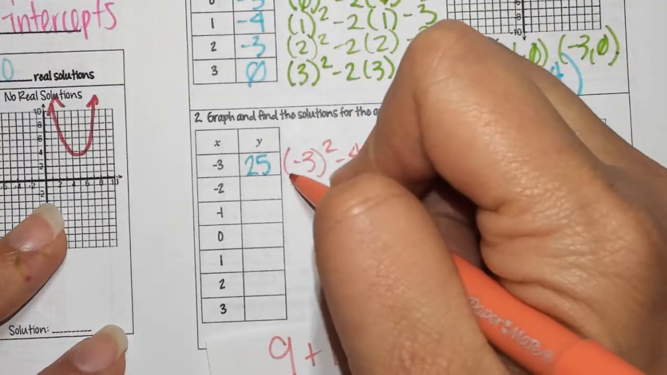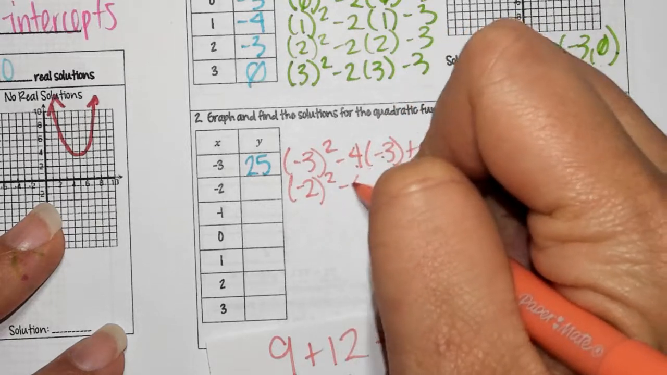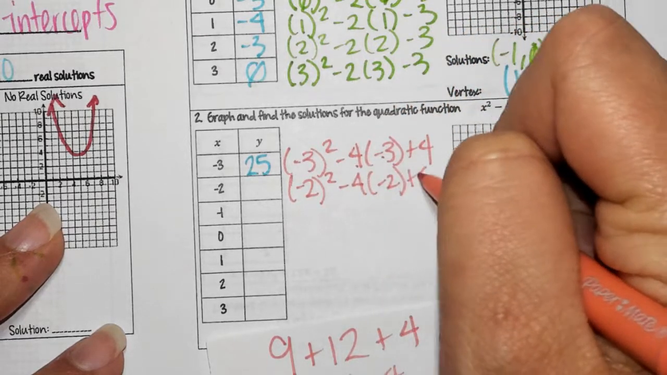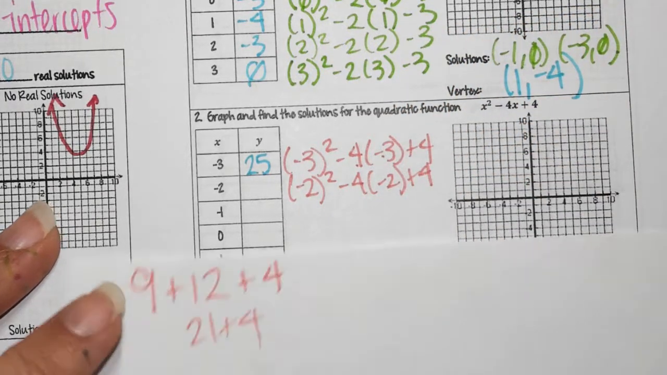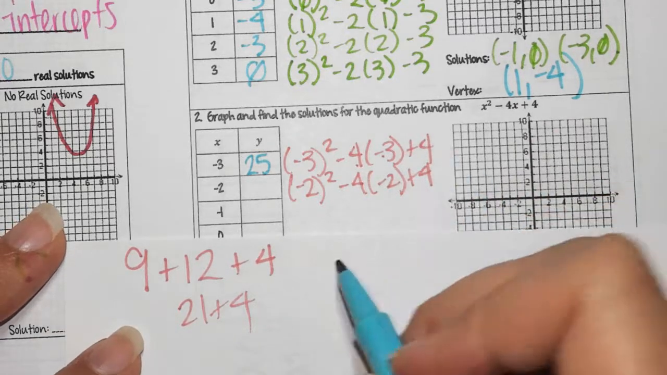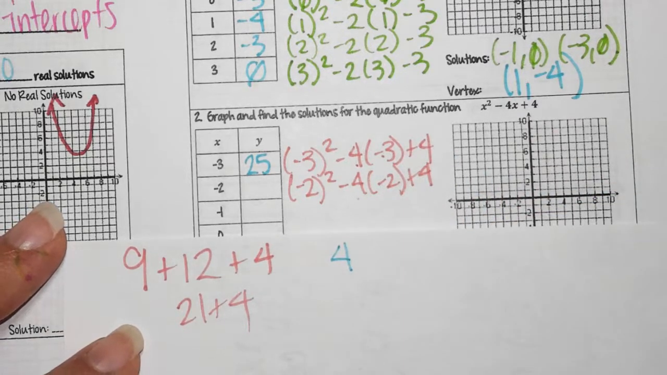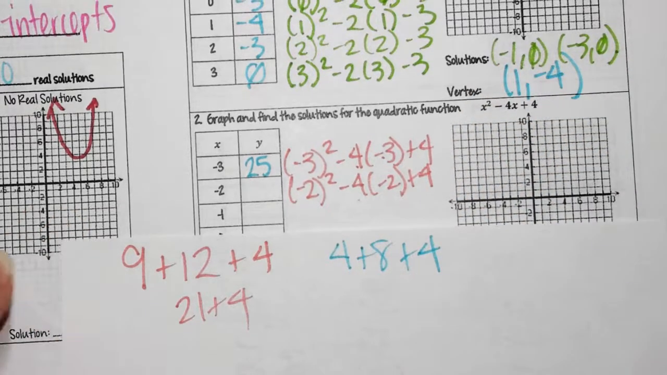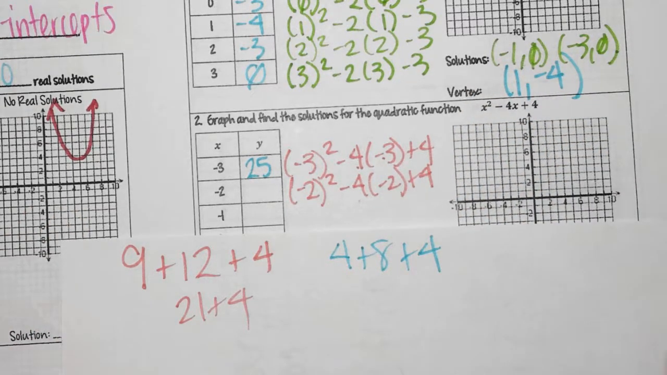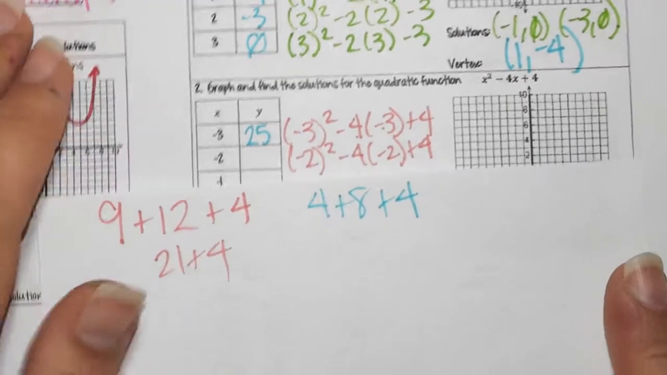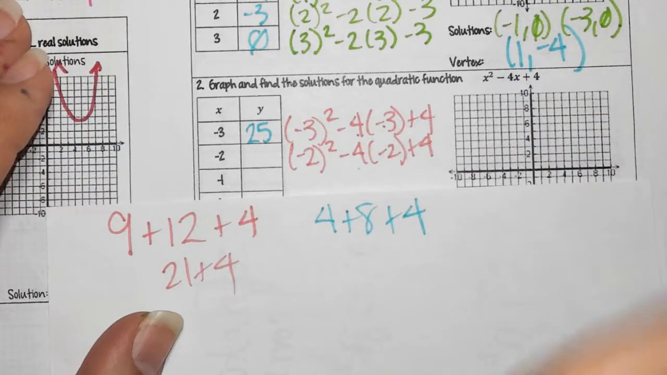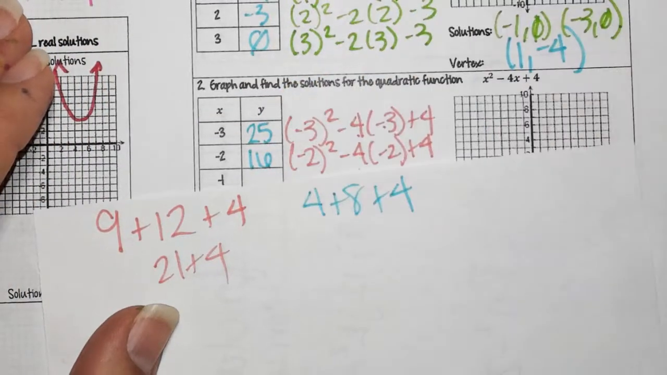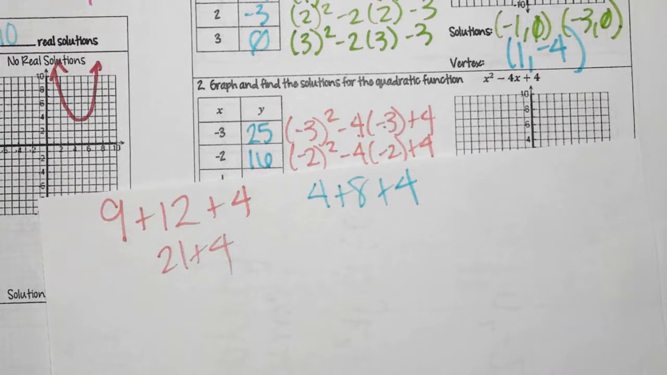Alright, let's plug in negative 2. What's negative 2 squared? 4. What's negative 4 times negative 2? 8. Alright, what's 4 plus 8? 12. And what's 12 plus 4? So what goes in our box? 16. Good job.